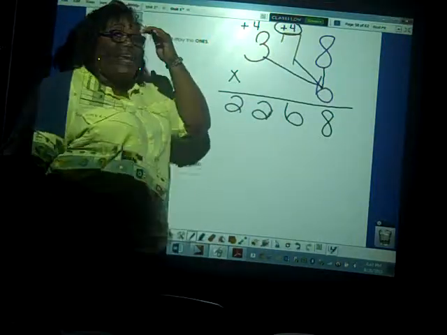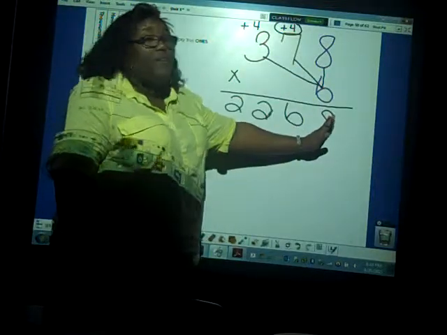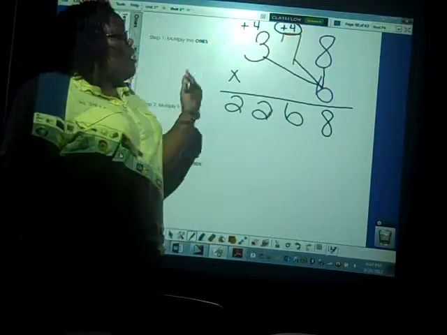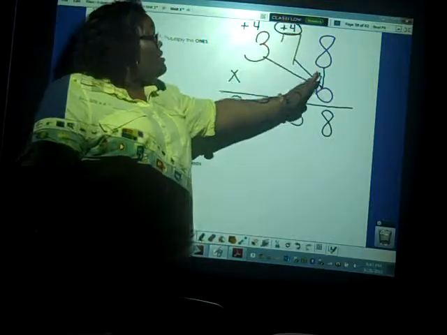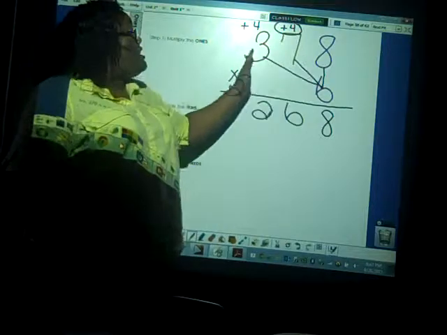You're probably thinking, well, Miss Davis, when you multiplied 6 times 8, you put the 8 from 48 down here and placed the 4 up here. Well, the reason why I did that is because I had to carry over to my next place value. I still had numbers I needed to multiply the 6 by in other place values.